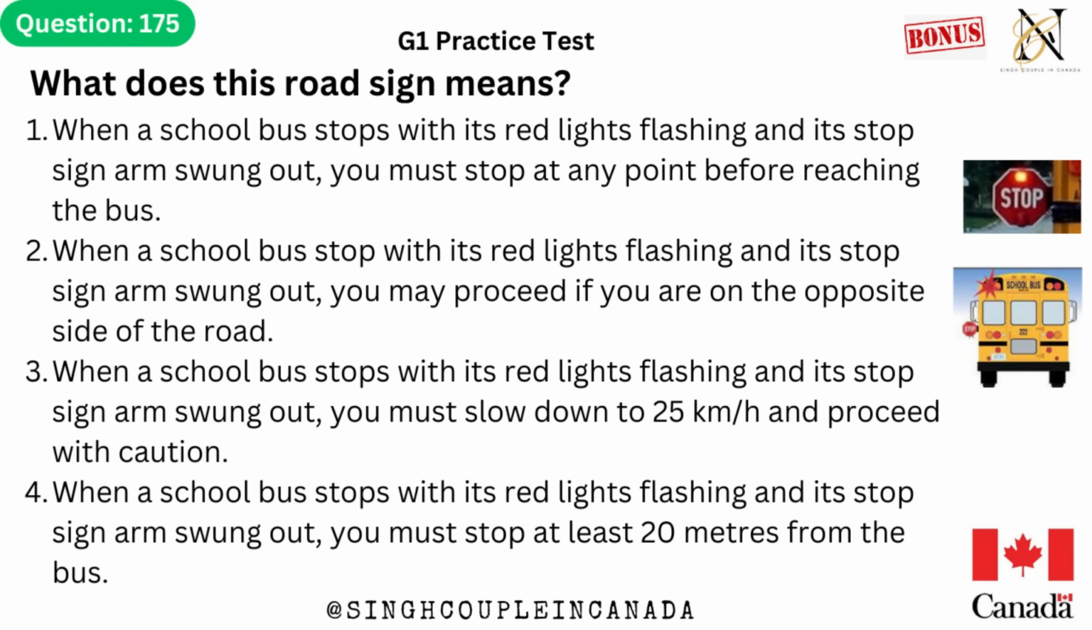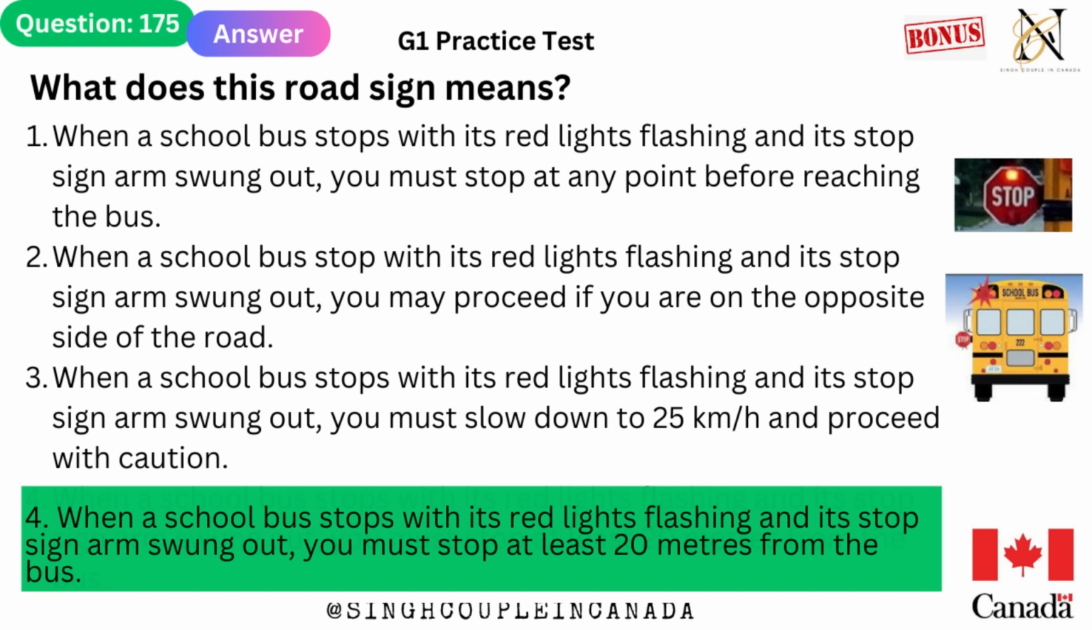What does this road sign mean? 1. When a school bus stops with its red lights flashing and its stop sign arm swung out, you must stop at any point before reaching the bus. 2. When a school bus stops with its red lights flashing and its stop sign arm swung out, you may proceed if you are on the opposite side of the road. 3. When a school bus stops with its red lights flashing and its stop sign arm swung out, you must slow down to 25 km per hour and proceed with caution. 4. When a school bus stops with its red lights flashing and its stop sign arm swung out, you must stop at least 20 meters from the bus. The answer is 4. When a school bus stops with its red lights flashing and its stop sign arm swung out, you must stop at least 20 meters from the bus.